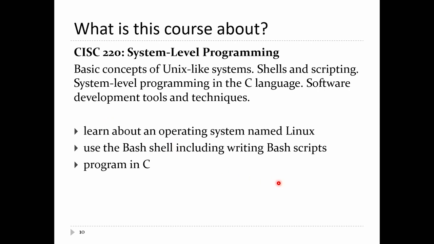We're going to learn about an operating system named Linux. It's actually named GNU Linux, but whatever. We're going to use something called the bash shell, and you'll be writing what are called bash shell scripts. And then you're going to program in C.